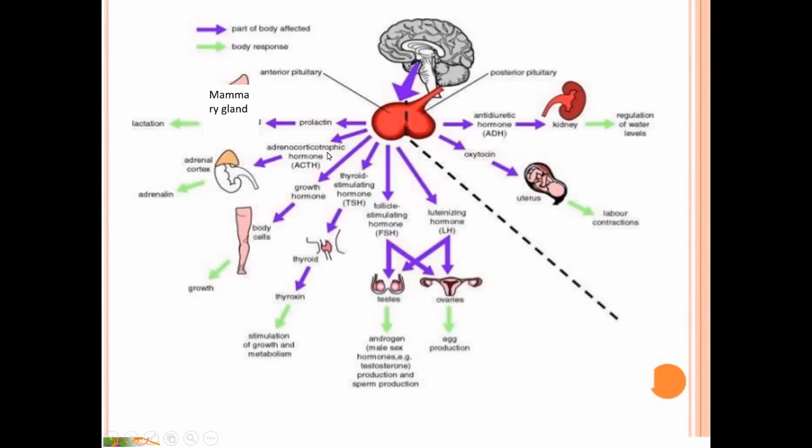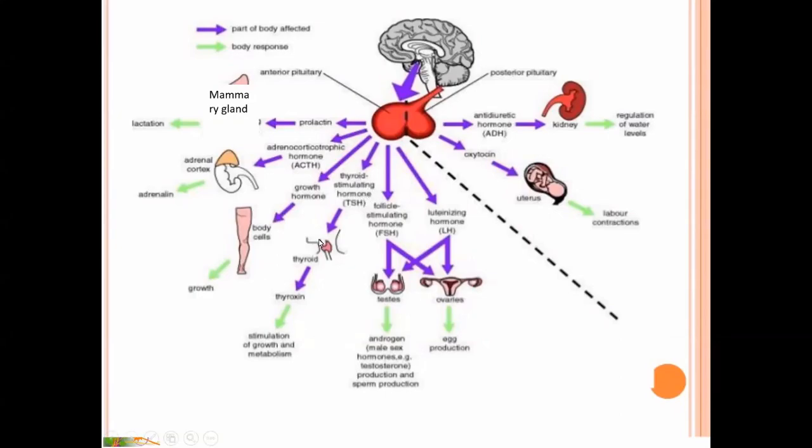There are 6 main anterior pituitary hormones. That is prolactin, which functions on the mammary gland and assists lactation. Then adrenocorticotropic hormone, which functions on the adrenal cortex to release adrenaline. Growth hormone has no specific target organs. It can function all over the body, on the body cells, assisting in body growth, cell differentiation, cell multiplication, and so on.